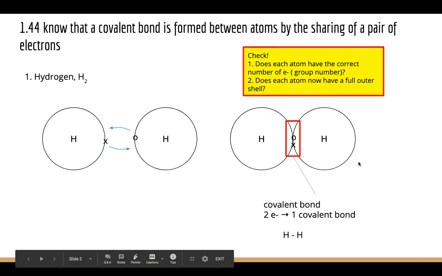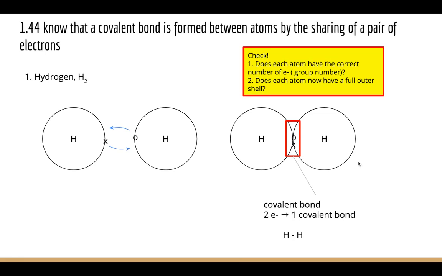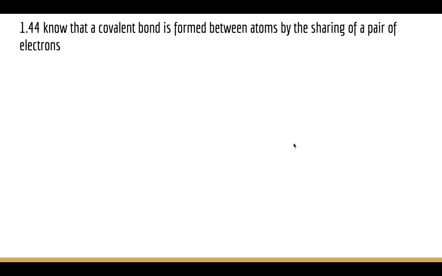That's one example. Before we move on, you need to check that each atom has the correct number of electrons that it started with. That's the group number. Hydrogen's in group 1. So hydrogen's got 1 electron. Hydrogen's got 1 electron. And does each atom now have a full outer shell? Outer shell has 2 electrons. Outer shell has 2 electrons. Let's move on to the next example.